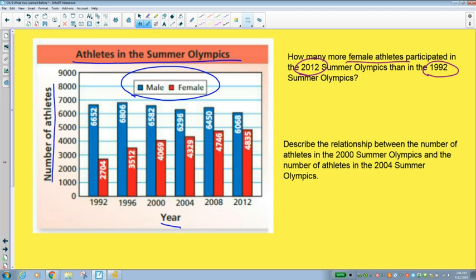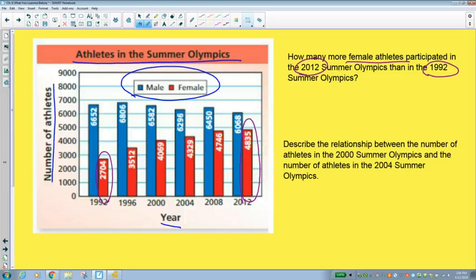And I know the female athletes, because of what I looked at before, are the red bars. So I'm specifically going to look at the red bar for 2012, and then I'm going to look at the red bar for 1992. And I'm focusing my information to answer this question on those two bars. Notice there's a lot more information in this bar graph, but those are the only two pieces of information I will need to answer this question. So it's really important to do some underlining and circling, or focusing on what the question is actually asking, when you do these kinds of problems.